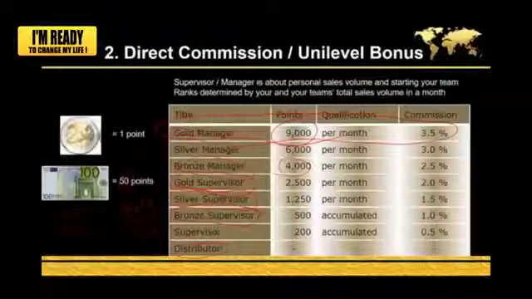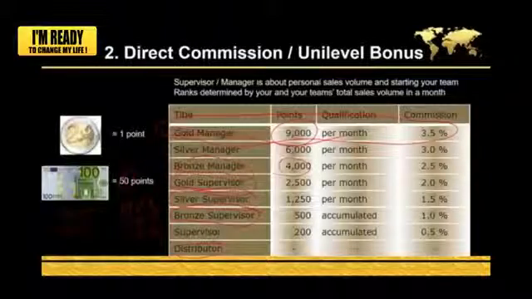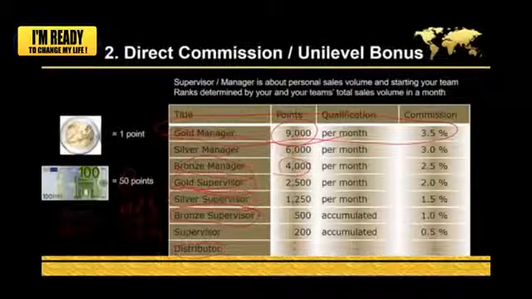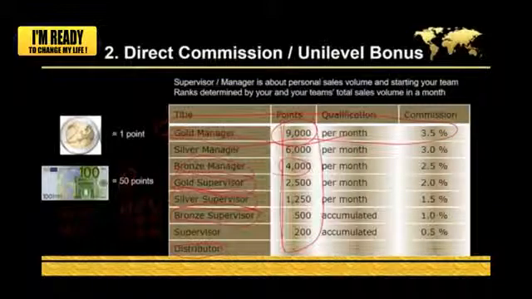I'm going to go back this slide now. If we look at these supervisor and manager ranks, the only thing that's being counted here is how many points are generated in the course of the month. That's it. You want to go up the manager ranks, just drive points, bring in people, show them how to save gold, and the points will begin to accumulate.